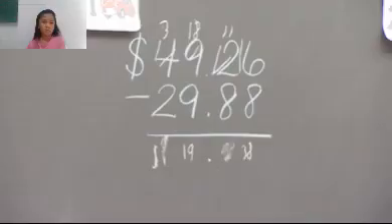And then we had an 8 on top of the 9. Again, the bottom number is bigger, so we have to borrow. Subtract 1, and then add 10. 18 minus 9 is 9. And then 3 minus 2 is 1. So our final answer, $19.38, is the correct answer. Excellent job working carefully through all of that borrowing.